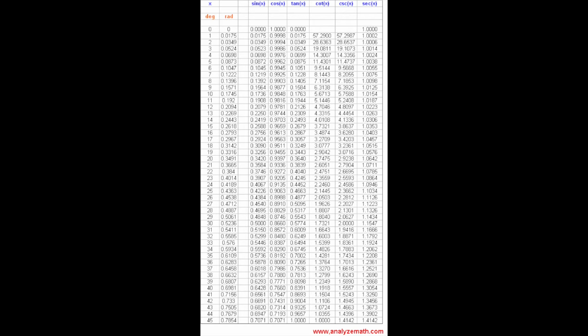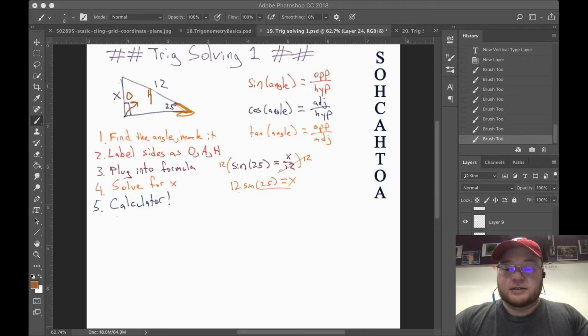Basically, this is what a trig table is. We'd say 25 degrees. You look at 25, go to sine, and it's 0.4226. In the past, instead of sine 25, a person would write 12 times 0.4226 equals x.